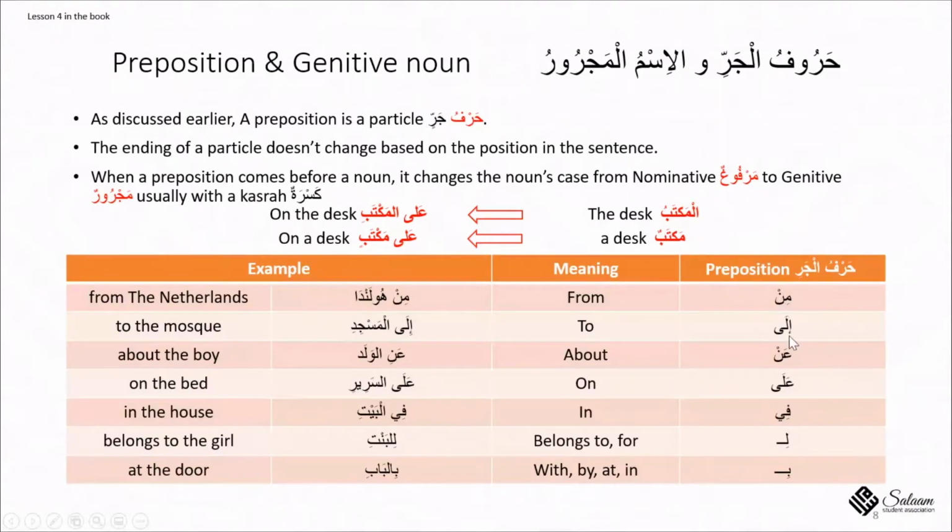We have 1, 2, 3, 4, 5, 6, 7. In the book, we only have 5 of these, I think. Only 2 of them are used in the examples, and 3 of them are just in a note. But it's good that you know them all. If you see them in a sentence, this is the meaning. The prepositions are here, this is the meaning, and these are some examples.